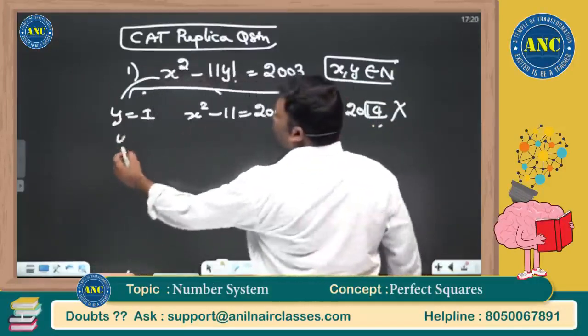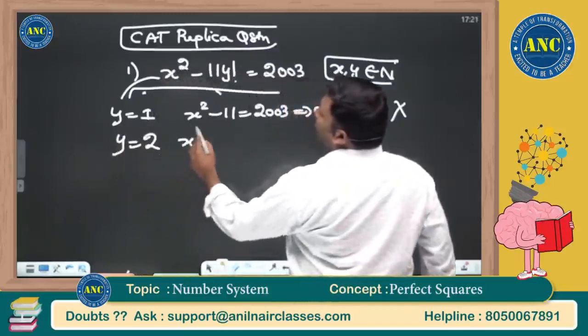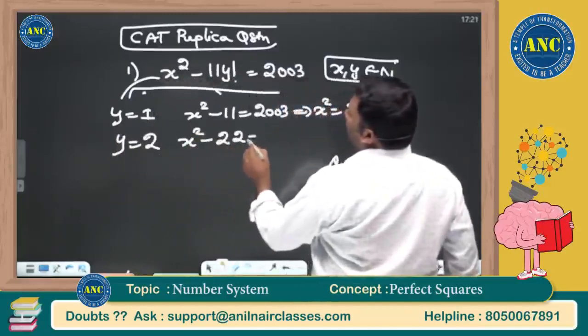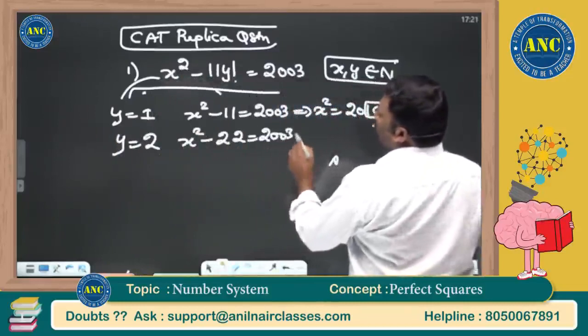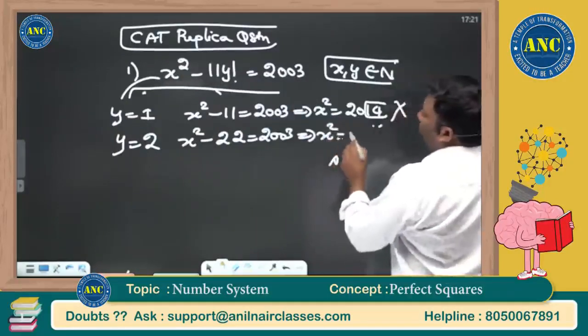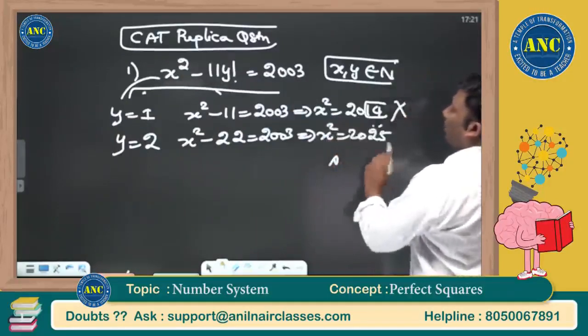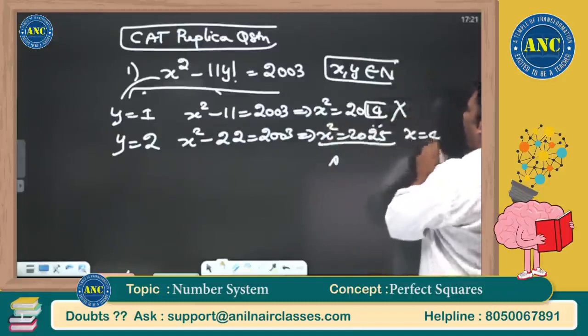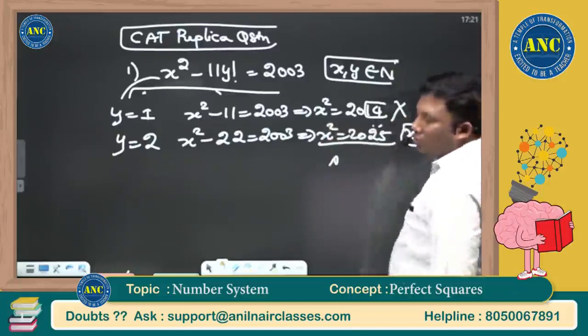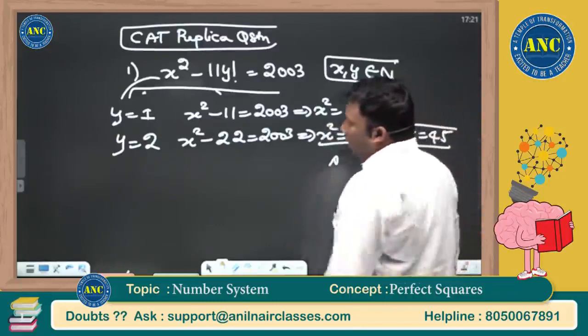If y is 2, x square minus 22 equivalent to 2003. So x square equivalent to 2025. 45 square is 2025. Y equivalent to 2, we got the answer.